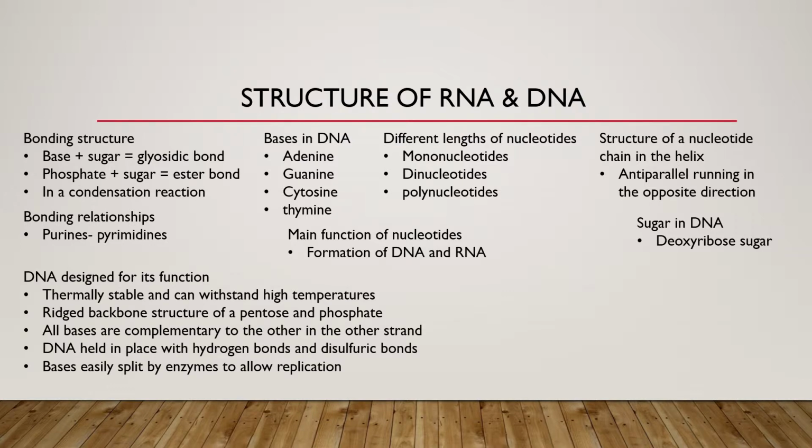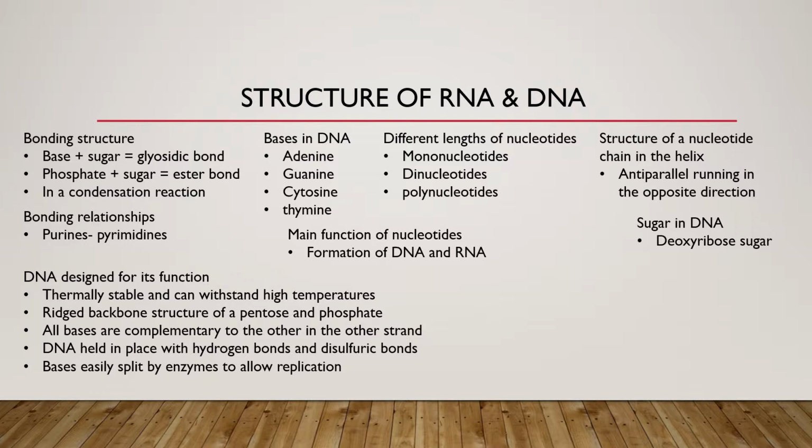Now, how is DNA designed for its function? Well, it's thermally stable, which means it can withstand high temperatures without deforming and denaturing. It has a rigid backbone structure of a pentose and a phosphate molecule, which are held together strongly by phosphodiester bonds.